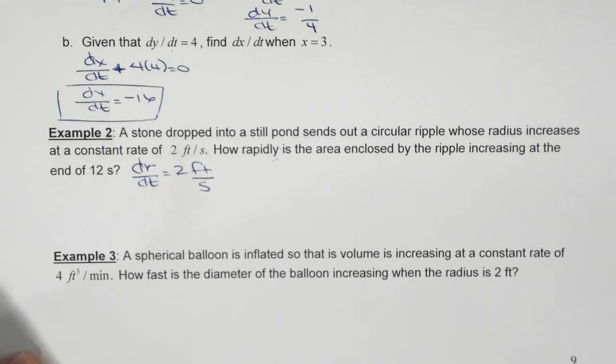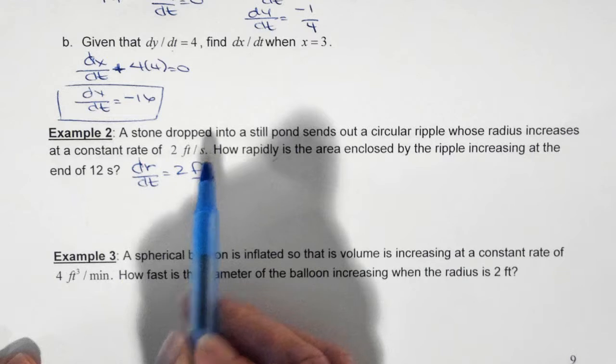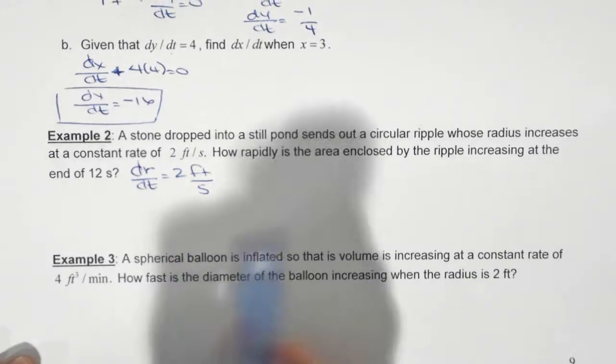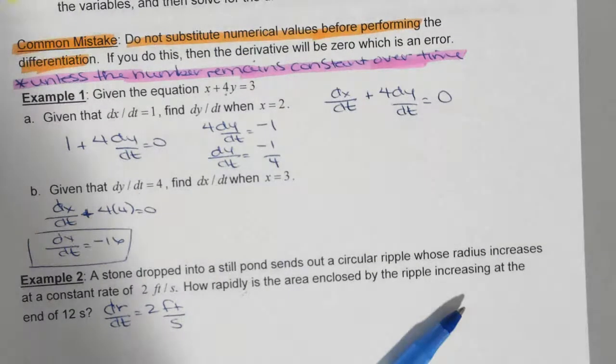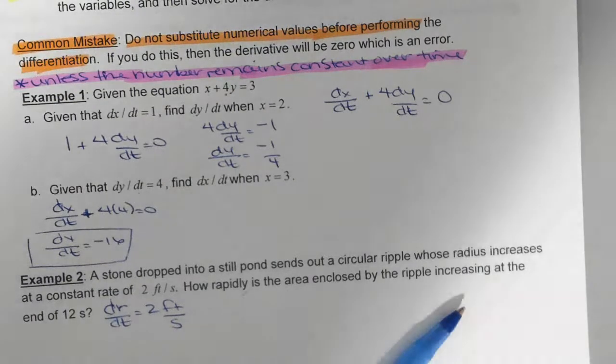No? Okay, let me ask you a question. The radius increases at 2 feet per second. Can you get an idea of what's happening? If I drop this stone in, here's the first circle, second circle, right? You can get a picture of what's going on.